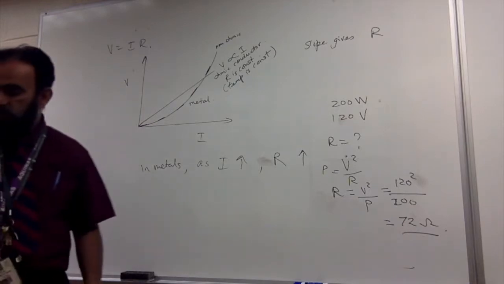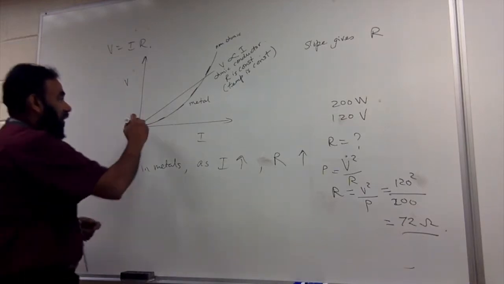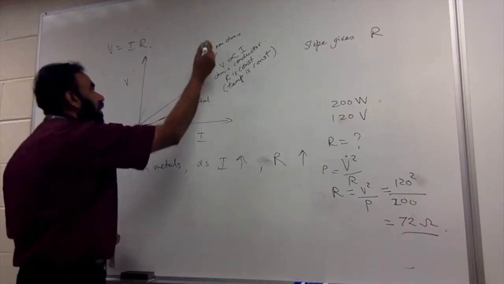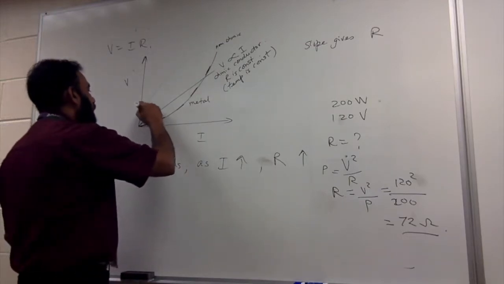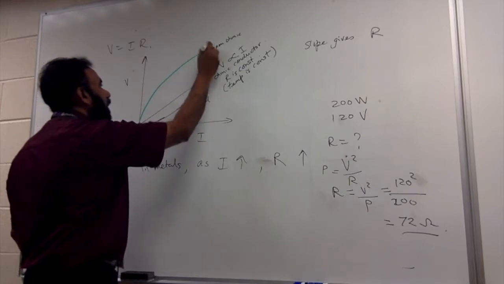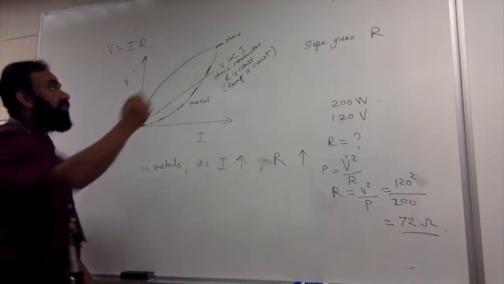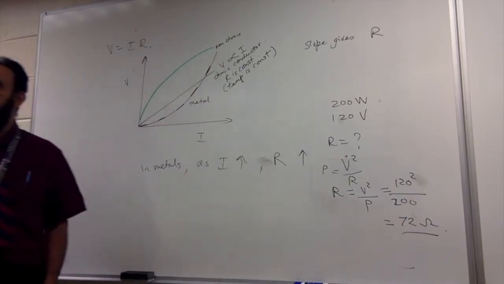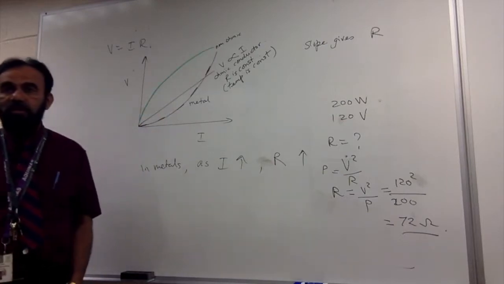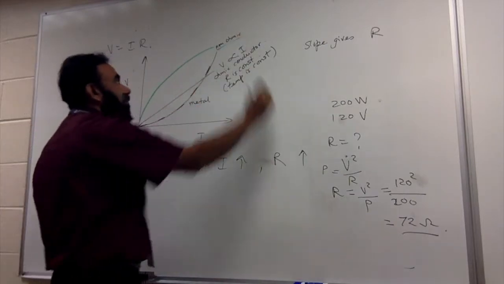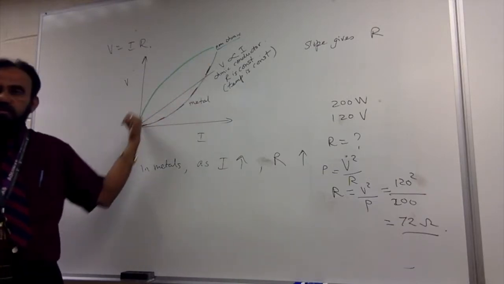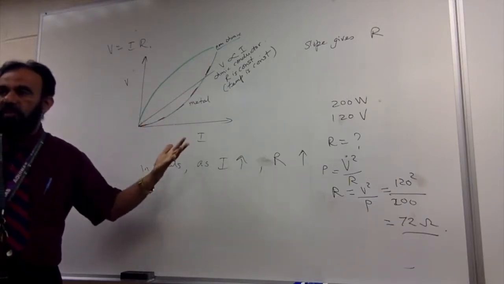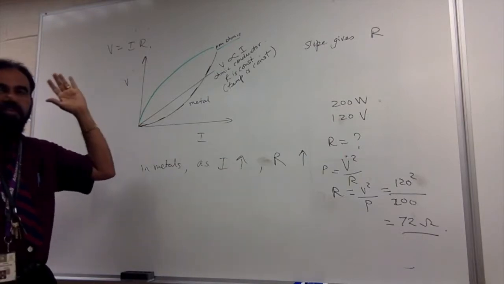Now we have another material which goes the other way. There's another material that goes this way. This is also non-ohmic. That's also non-ohmic. Both are non-ohmic. This line is also non-ohmic. That one is also non-ohmic. As long as it's not following a straight line, it's not proportional, it's definitely non-ohmic.